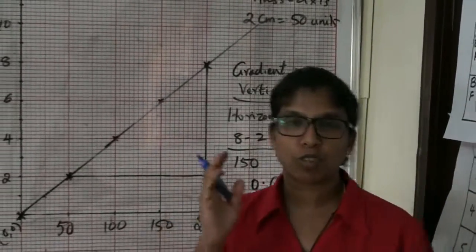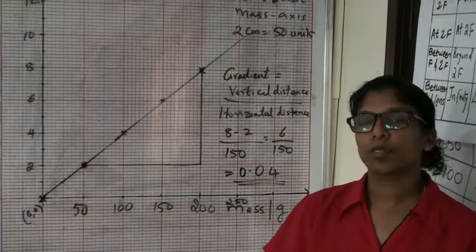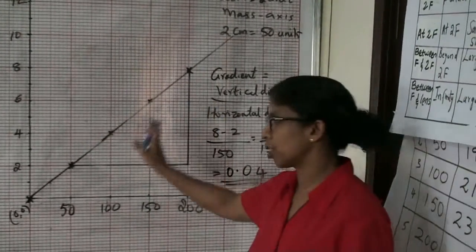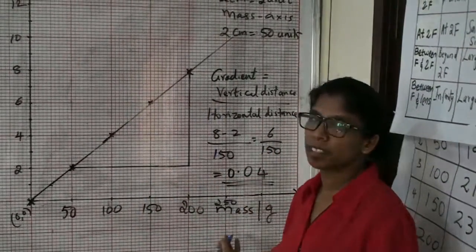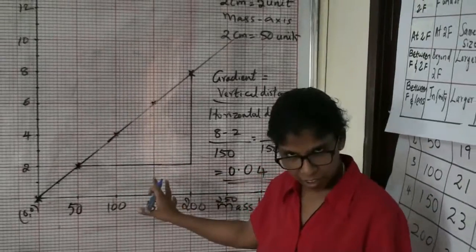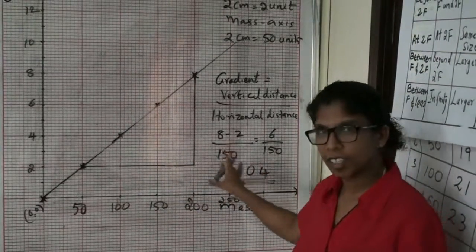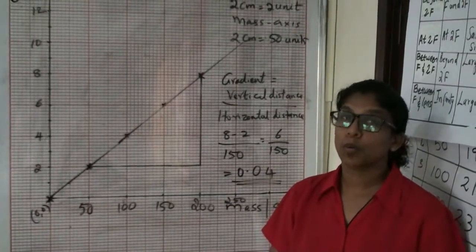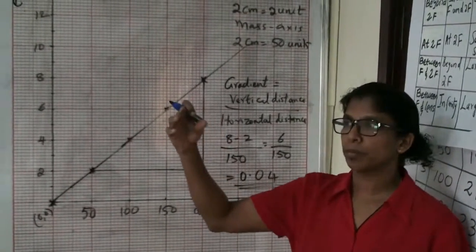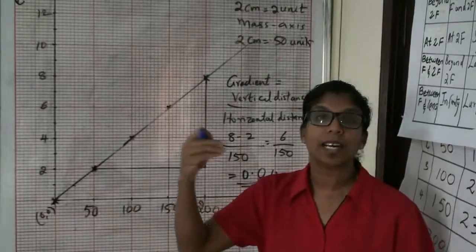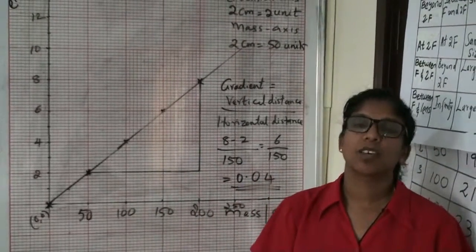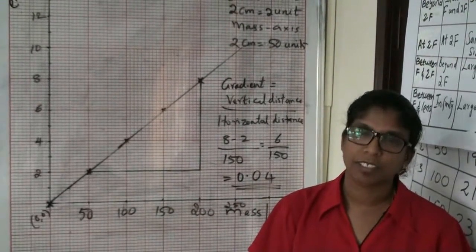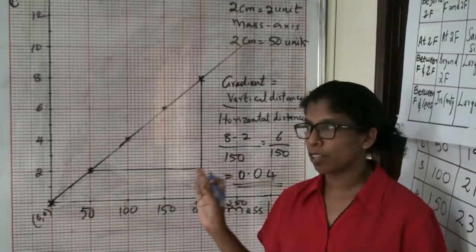Once we get a straight line, we should understand that force is directly proportional to extension, and then we find the gradient for it. Whenever force is directly proportional to extension, provided that it is not passing beyond the elastic limit, we say Hooke's law is verified. So that is about verification of Hooke's law.